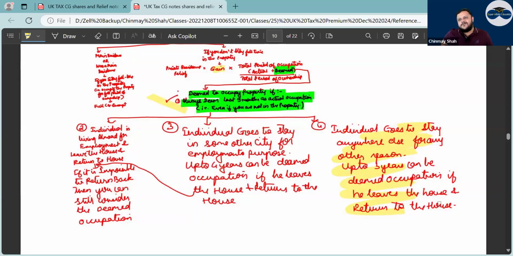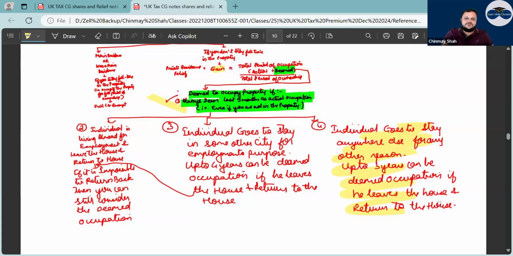Now the problem a lot of students have is that they leave the property and come back to the property. Only then will employment out of the UK, abroad, be considered deemed occupation. Because if you do not return to the property, that will not be deemed. Let's say I leave the house, go to a relative's house, then go abroad, come back, go to a friend's house, and then come to my house. Have I left the house? Yes. Have I come back to the house? Yes. That is how things work out in a PRR.